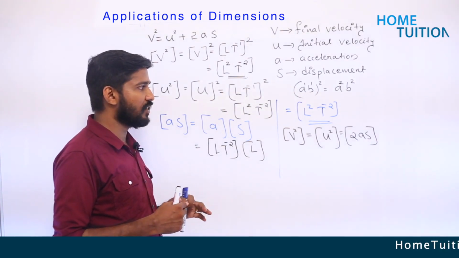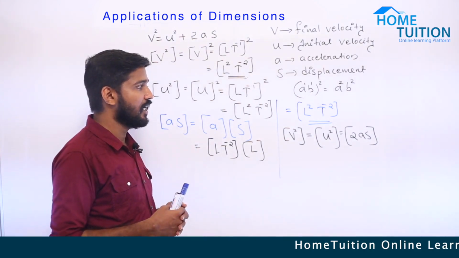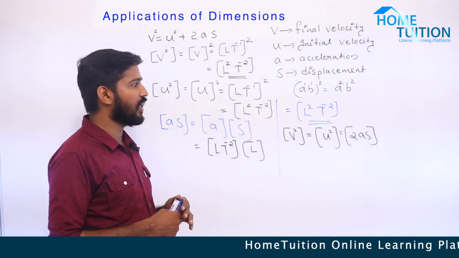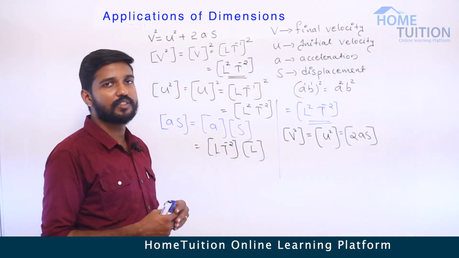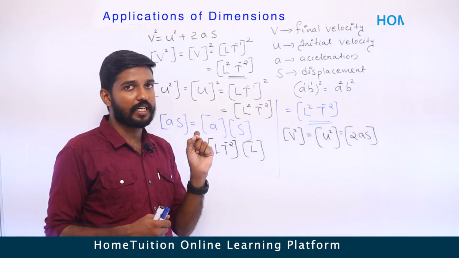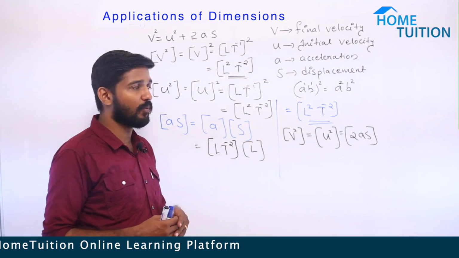So this is very simple. You can score marks easily from this area. So dimension of v square equals dimension of u square equals dimension of 2a. So the equation is dimensionally correct. Okay, we will do one more problem.